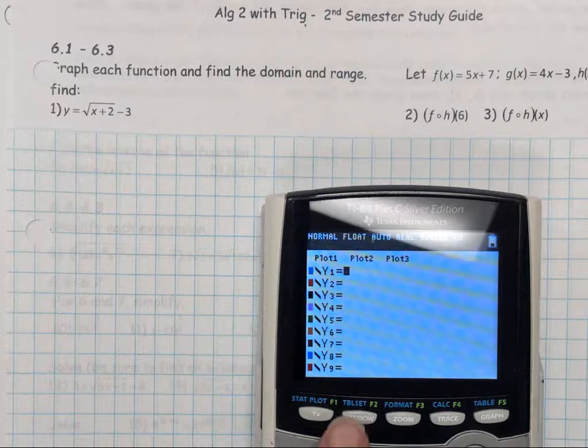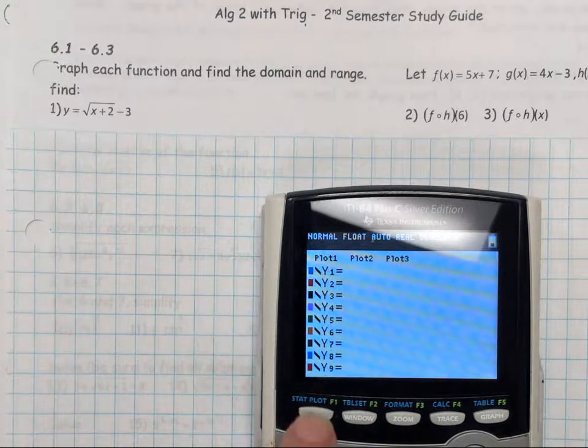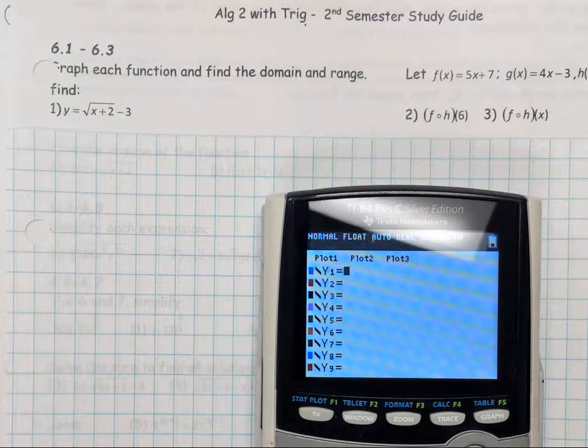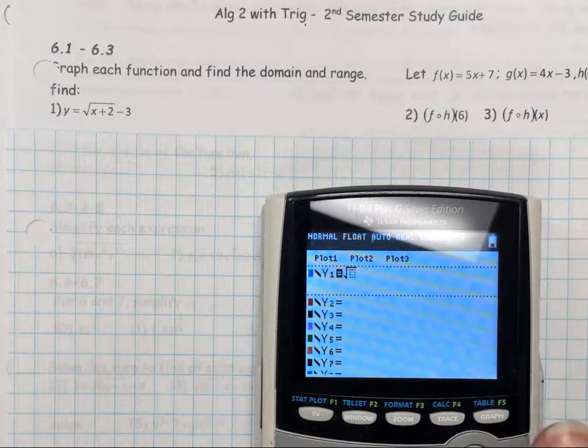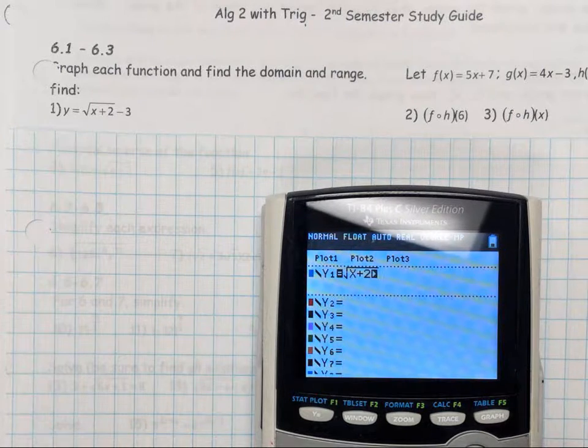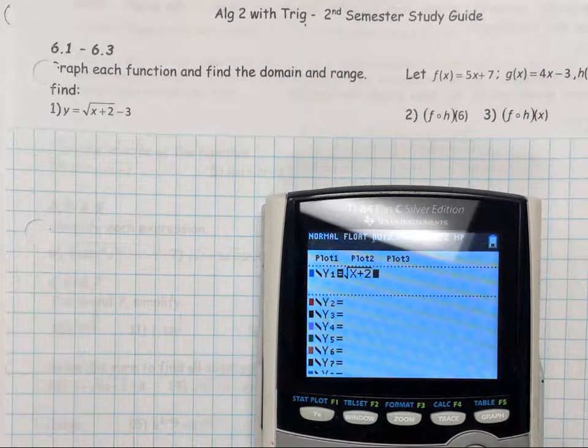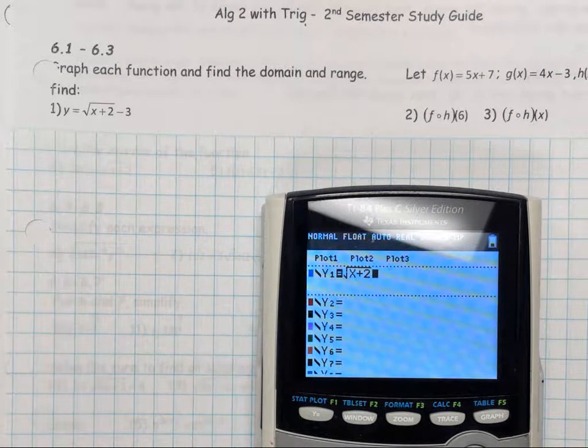Alright, so go to y equals. If there's anything in y equals, clear it out. Alright, and then let's type this in. Square root of x plus 2. If you have a calculator like mine, hit the right arrow button. If you have the yellow calculator, close your parentheses before you subtract 3. So make sure you close the parentheses before you subtract 3 for yours.